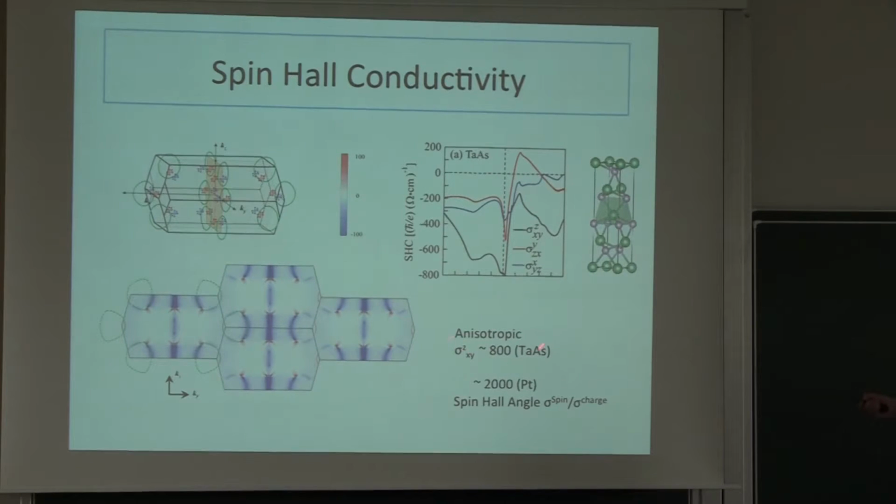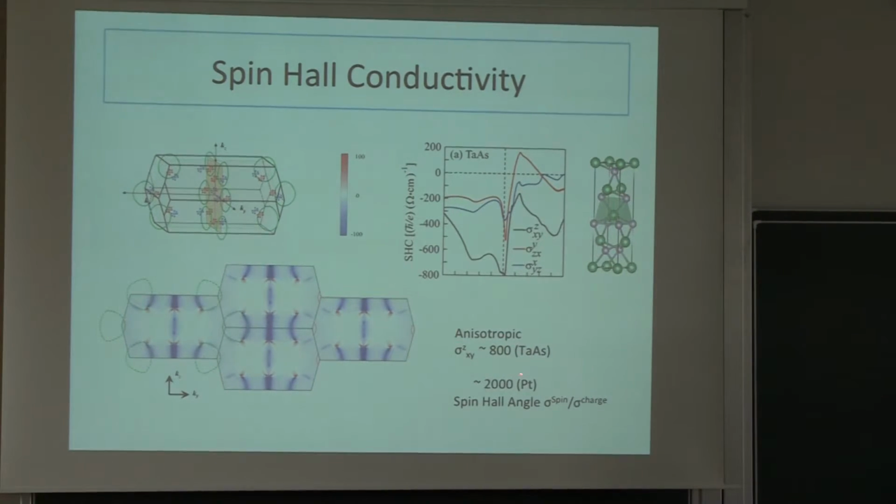Well, here, this value for reference, like platinum, the well-known spin Hall material, its value actually is around 2000. However, I think yesterday we learned that for a material to characterize its spin Hall property, one important property is the spin Hall angle, not only spin Hall conductivity. It's the spin conductivity over the charge current conductivity.